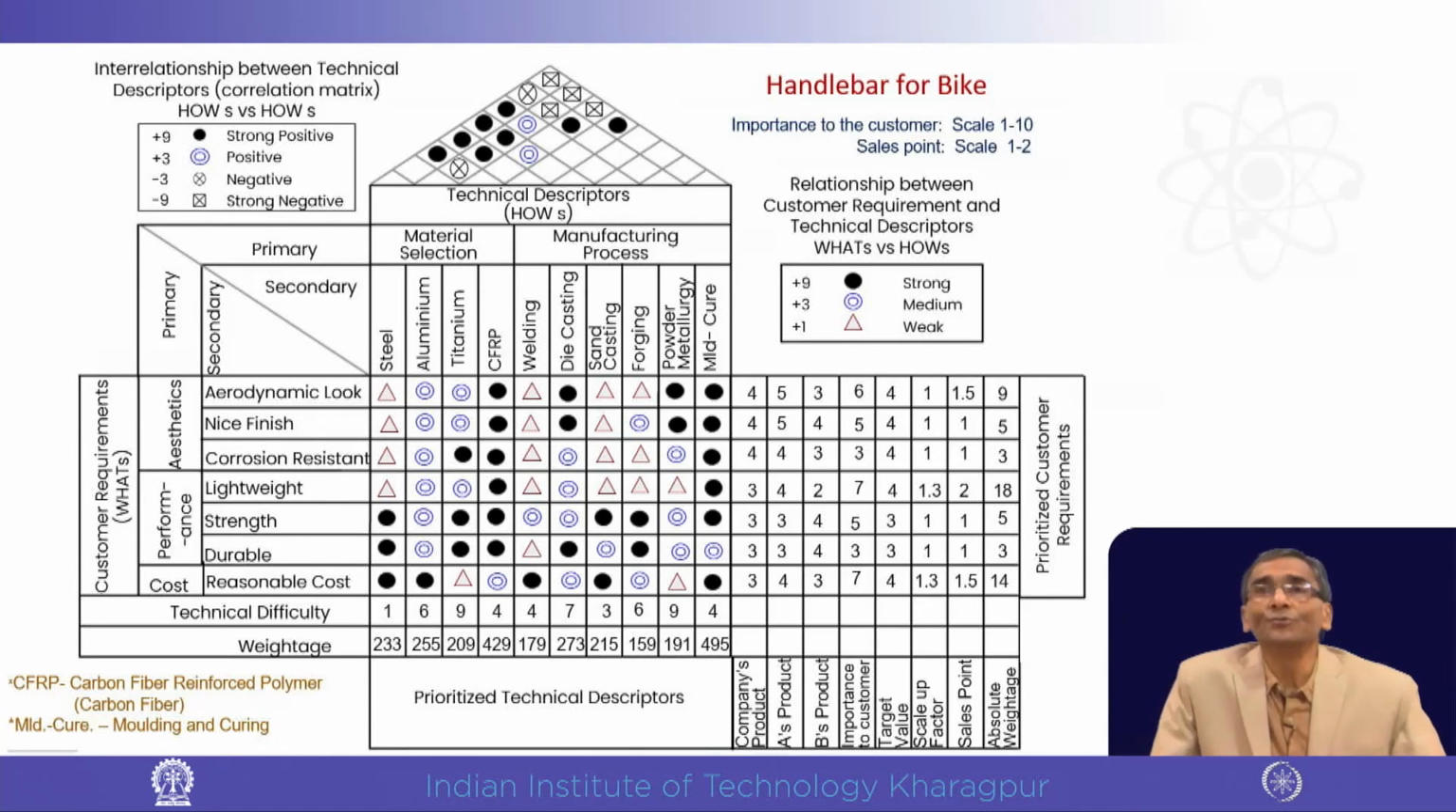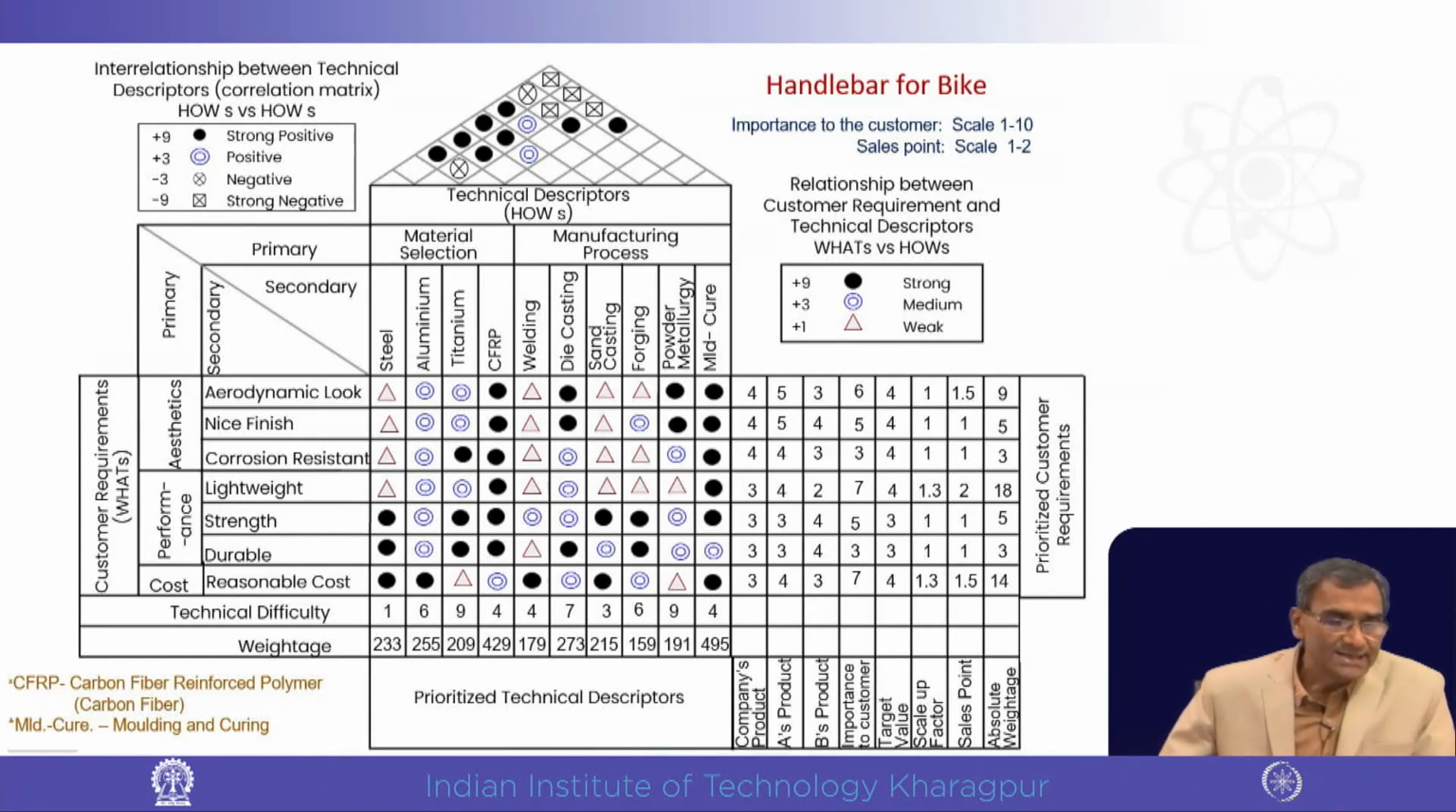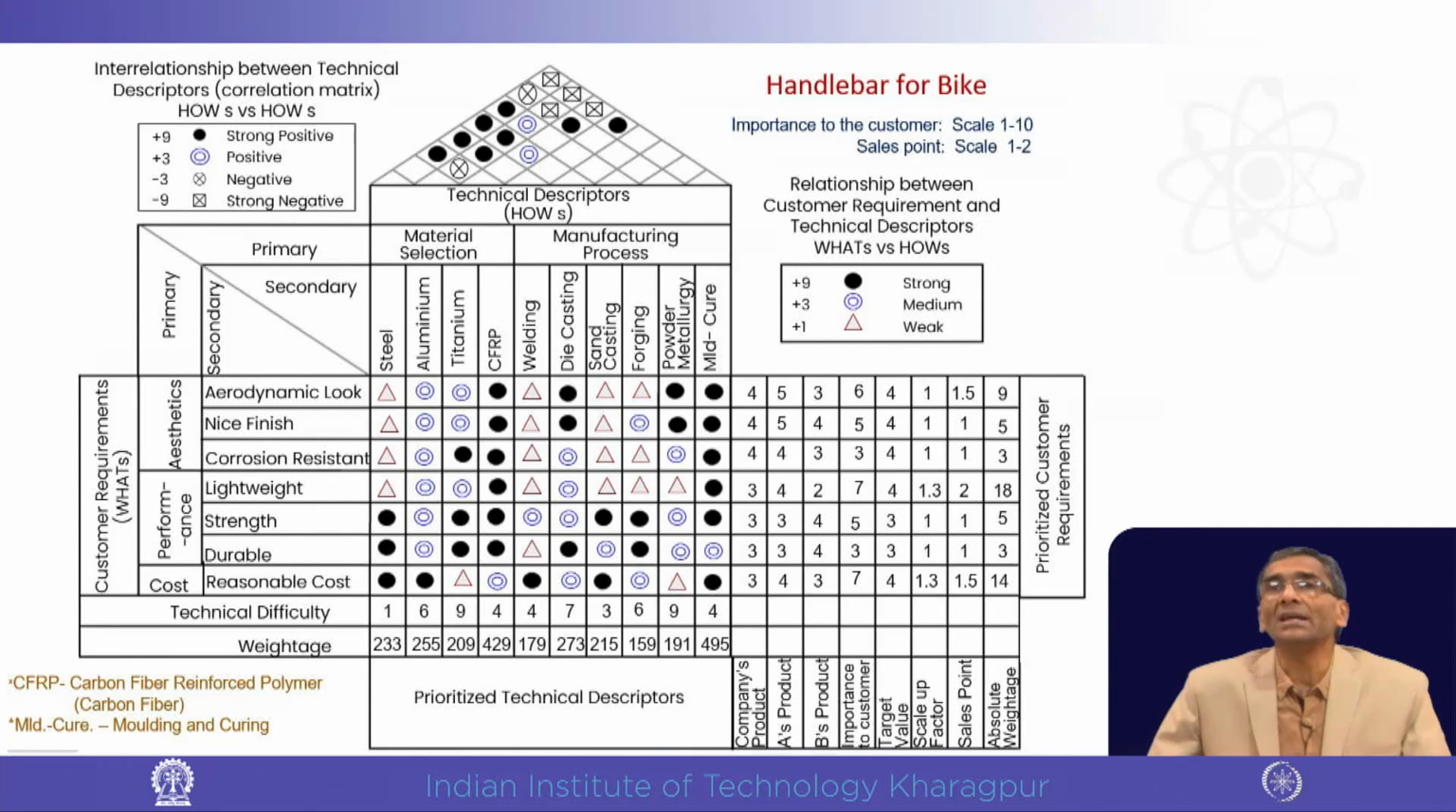One thing I would like to tell you is that on top, what you see is hows versus hows, where the technical descriptors are compared among themselves, like which goes with what, and that gives the feasibility. For example, CFRP, the carbon fiber reinforced polymer, goes with the mold curing or molding process. It does not go with steel, aluminum or titanium. Similarly, titanium goes with powder metallurgy. Steel does not go with die casting; aluminum goes with die casting. At those intersections, you will find a solid black dot. It is only for technical assessment, but it does not come into the calculation for this particular work.